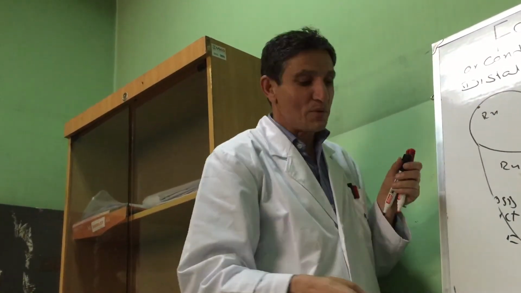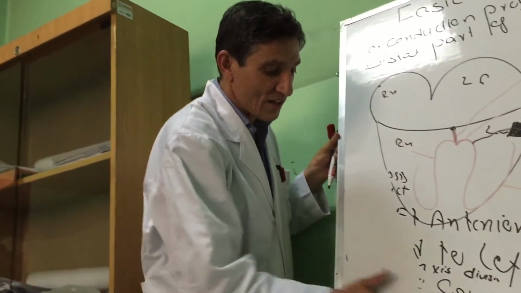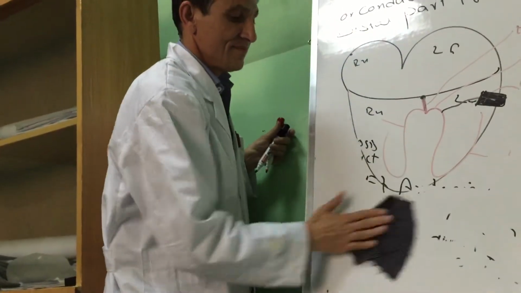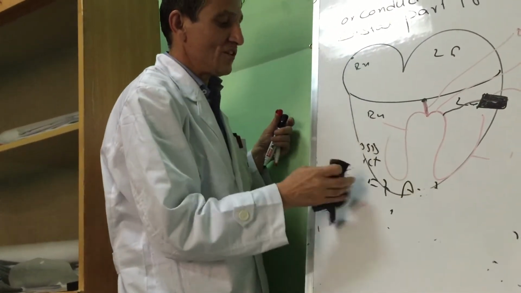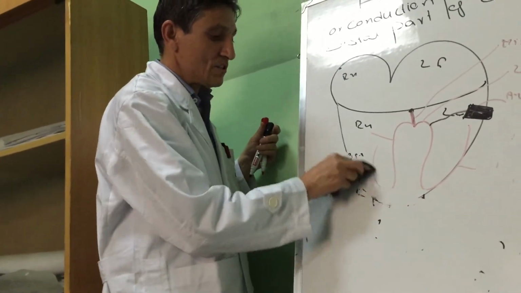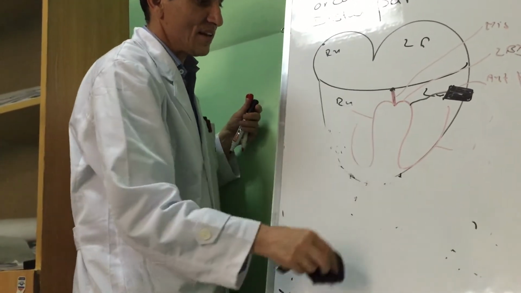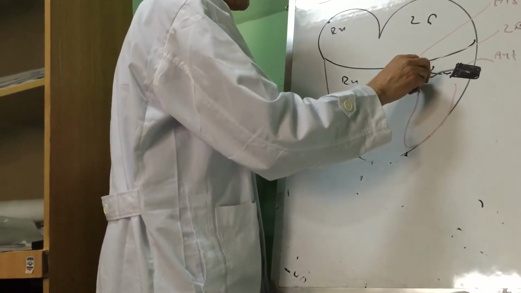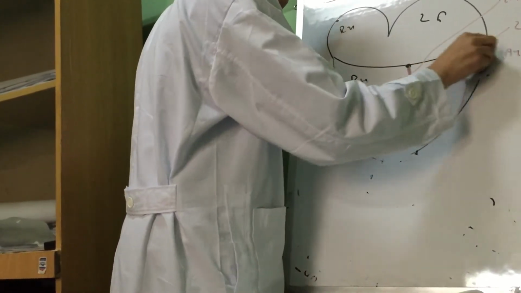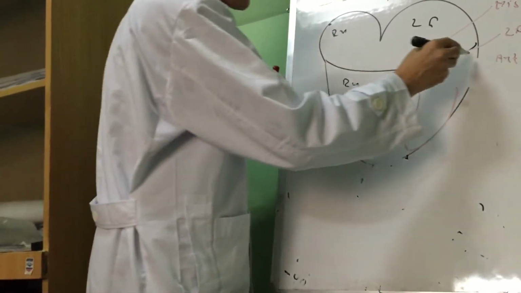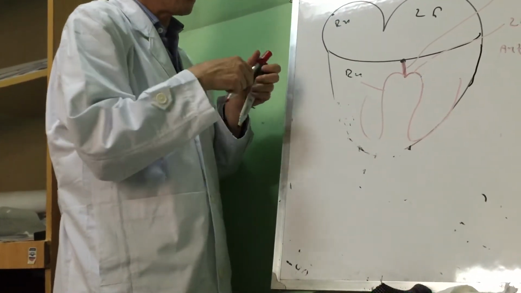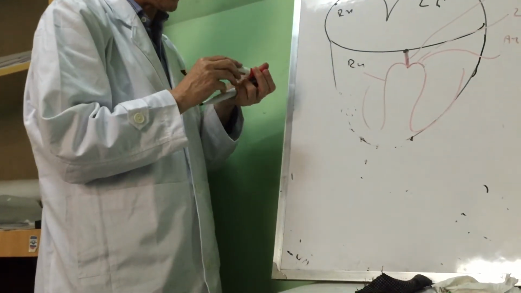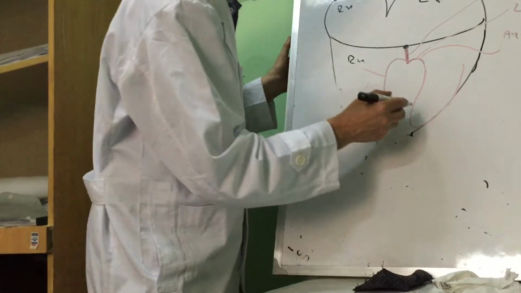Now we are coming to the posterior fascicular block. This time, the anterior fascicle is not blocked, and we are coming to the posterior fascicular block. This time, the block will occur in which part? Here, for example.